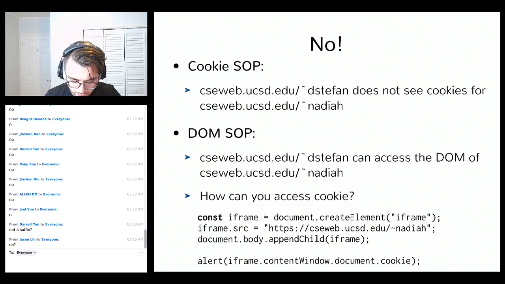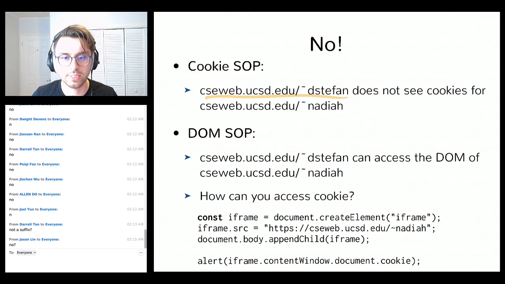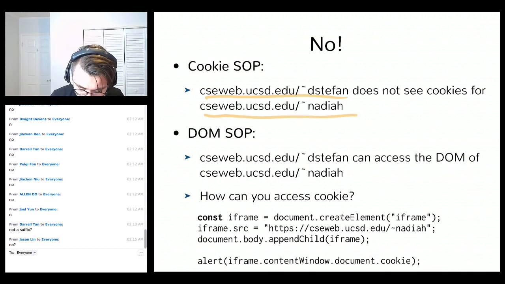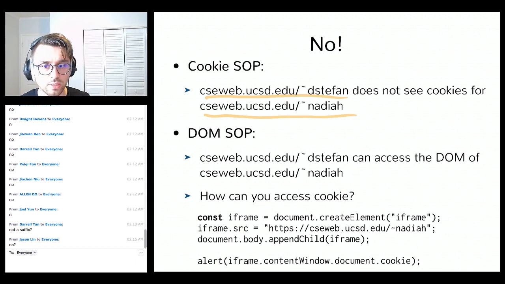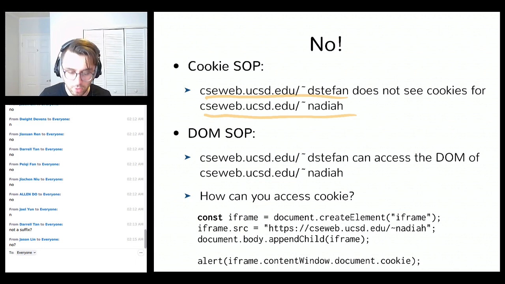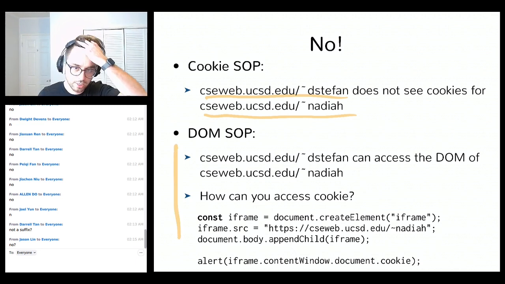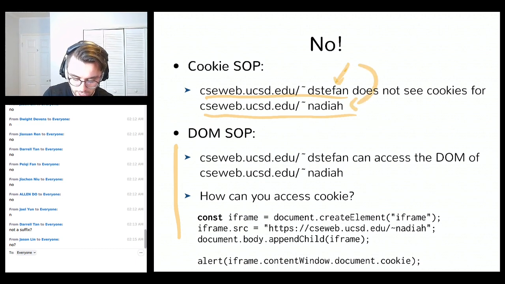So if I have, say, ucsd.edu/dstefan, this is isolated from somebody else's, in this other case, the other security faculty, Nadia, right? So I don't see cookies for Nadia if you go to dstefan, right? But we can actually get at those cookies, even though when you visit this page, you're not going to see cookies that have this path.